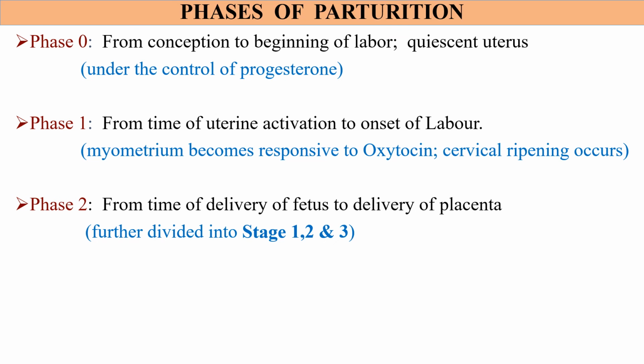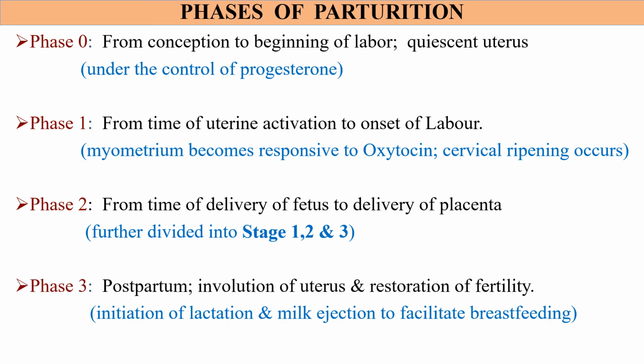The phase 2 lasts from the time of delivery of the fetus to the delivery of placenta. And the phase 3 is the postpartum phase that persists till the restoration of fertility. In this phase, the uterus undergoes involution, that is, it goes back to its original state, and lactation occurs. About the details of the physiology of lactation, I will discuss in the next online lecture.